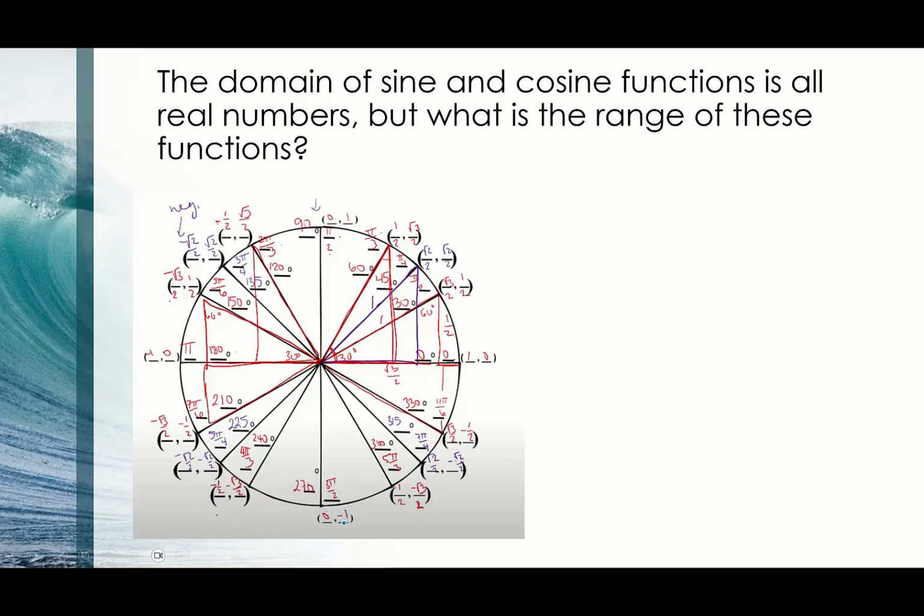So it turns out for sine that the range, the only possible outputs that we could have, are between -1 and 1. And for cosine, where we look at the x values, it's the same thing. The largest x value that we see is 1, and the smallest is -1. So we can say for both sine and cosine that the range is going to be the numbers between and including -1 and 1. And that's all we get, right?